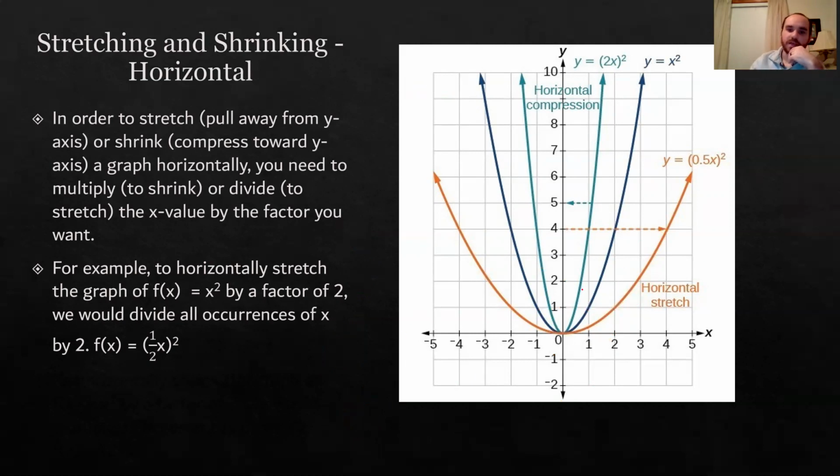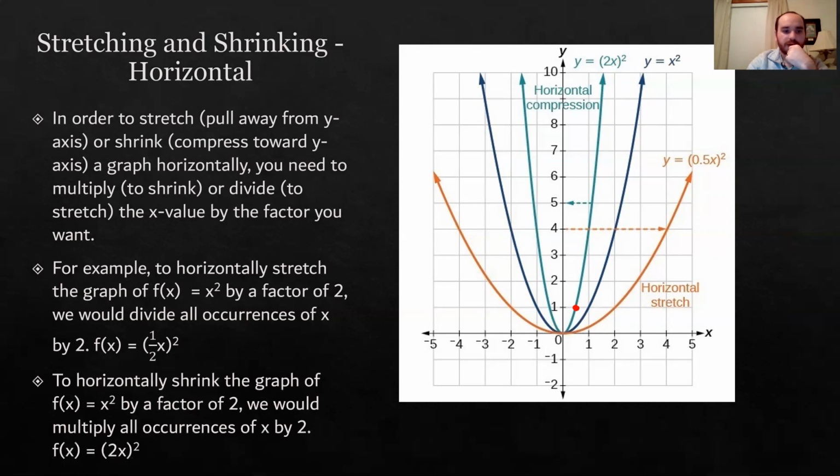And then vice versa. If you wanted to shrink it, you would move it in. So now we're hitting at the point (1/2, 1) instead, which makes sense, because if we do 2 times 1/2, we get 1, and 1 squared is 1 once again. So yeah, to horizontally shrink the graph of f of x equals x squared by a factor of 2, we would multiply all occurrences of x by 2.